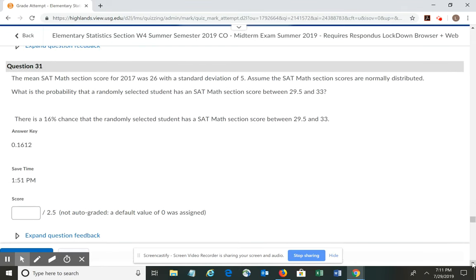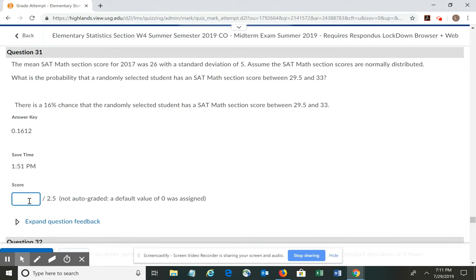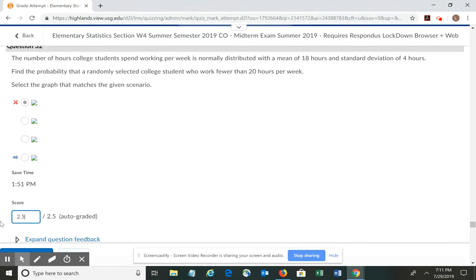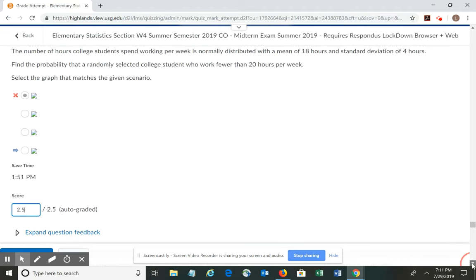When you get to 31, 16% chance. Again, she didn't follow instructions, but she got it right. Question 32, the graphs didn't populate. Give her credit.